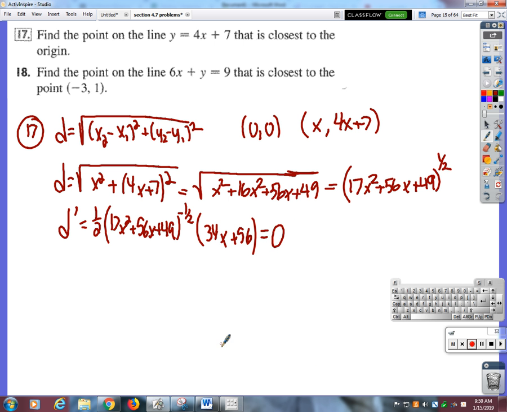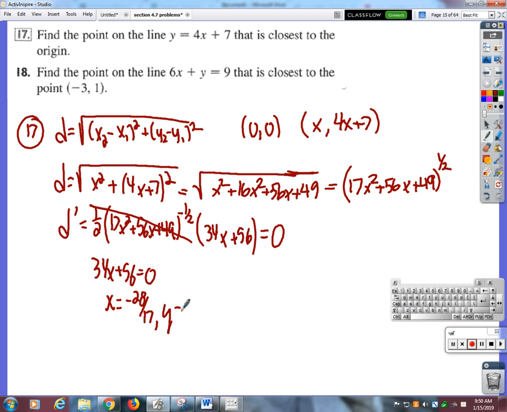As we have discussed many, many times, the wonderful thing about setting fractions equal to 0 is that you only have to worry about the numerator of the fraction. Doesn't matter what the denominator is. So all of that stuff I don't really care about. So I only have to take 34x plus 56 equals 0. So x equals negative 28 over 17.